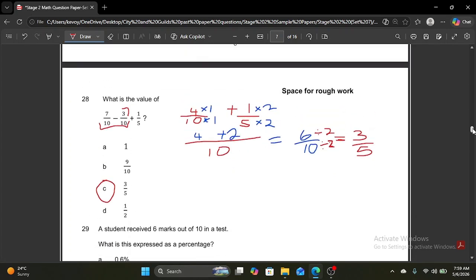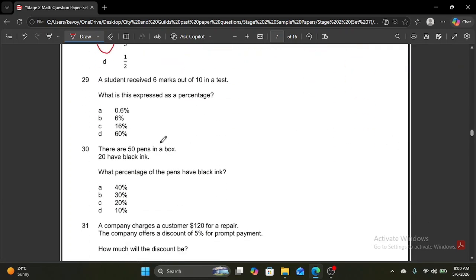Alright, moving right along from that. So we're at question 29. A student receives 6 marks out of 10 in a test. What is this expressed as a percentage? So you have 6 out of 10. And if we want to find what that is as a percentage, we can just multiply it by 100.